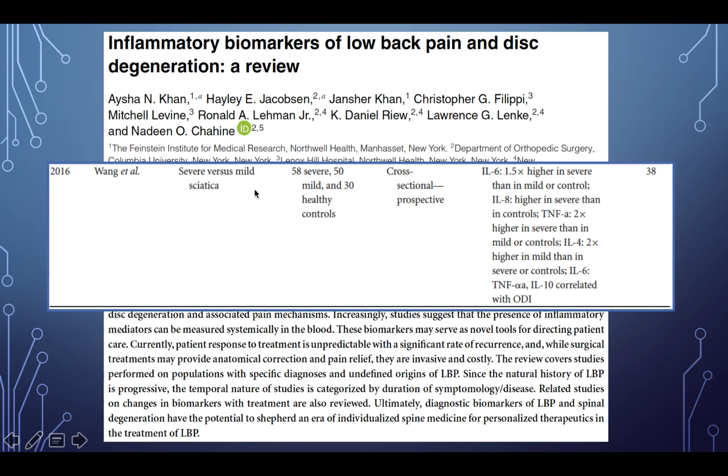Severe versus mild sciatica, 58 severe, 50 mild, and then 30 healthy. So interleukin 6, 1.5 times higher in severe than in mild or control. Interleukin 8 was higher in severe than in controls. TNF alpha was 2 times higher in severe than in mild or controls. Interleukin 4, 2 times higher in mild than in severe or controls. Interleukin 6, TNF alpha, interleukin 10 all correlated with the ODI, which I have to look back at the paper to remember, but I believe it's the index for pain.